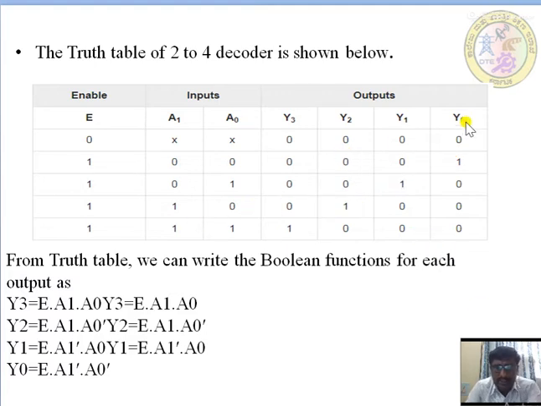Okay, next, what is the expression I will get? First we will go through Y3. For Y3, we have enable equal to 1, A1 is 1, A0 is 1. So our expression is E A1 A0. See here, E A1 A0.